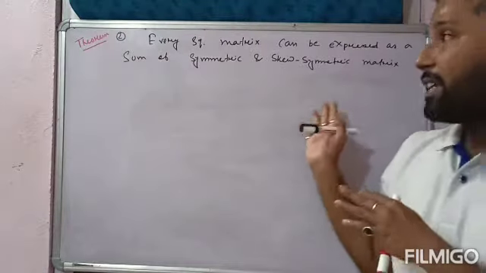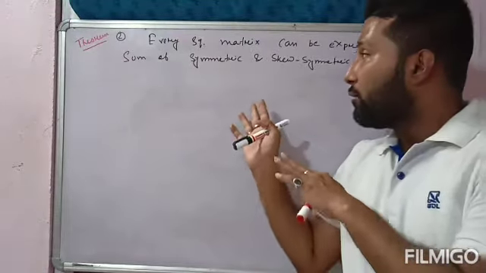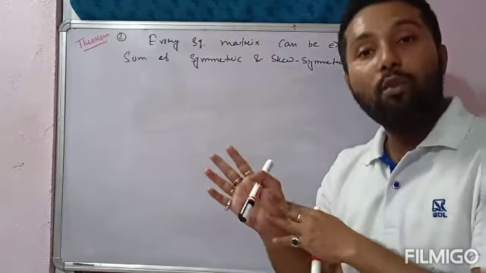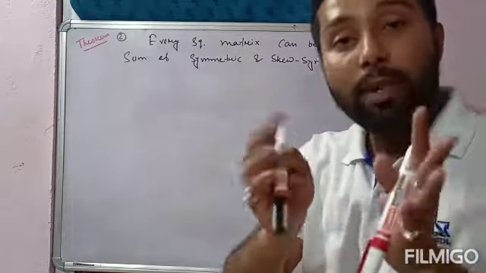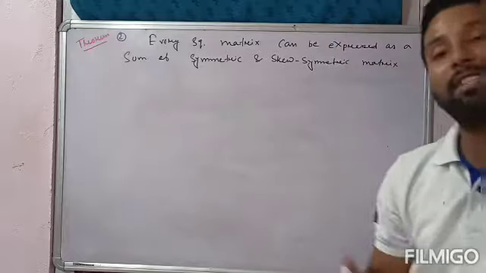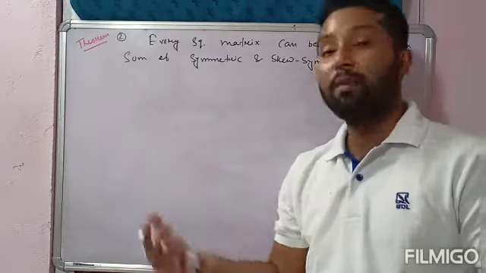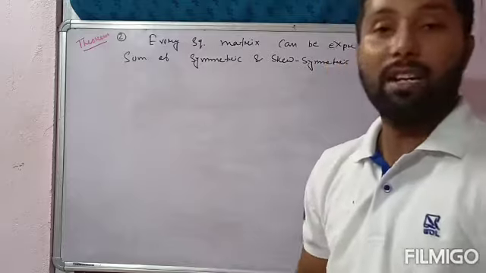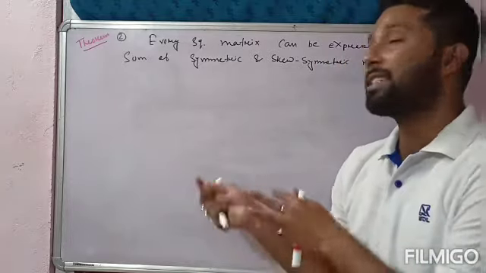This theorem is very, very important. Along with the theorem, the numerical is also important. This is a theorem-based numerical too. So sometimes the theorem comes, otherwise sometimes its numerical comes. So first of all I will discuss the theorem.